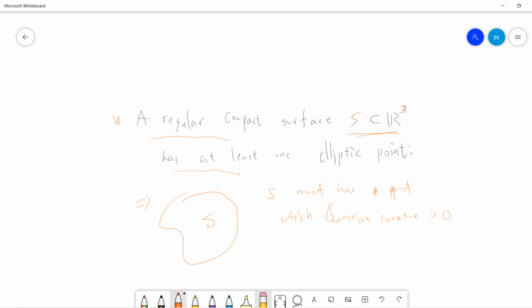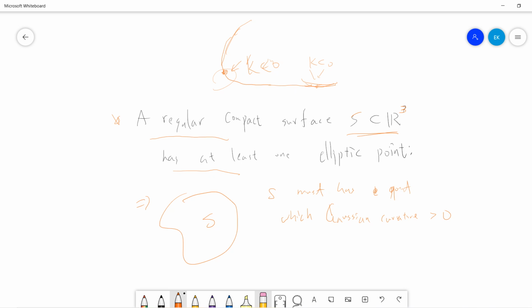I mean, suppose you try to have a space in which every point has negative Gaussian curvature. Then it seems this surface will extend to infinity, right? Because at each point of the surface, the Gaussian curvature is negative, so it's like the concave one. So the intuition tells you that if you have a surface which every point has negative Gaussian curvature, then it will extend to infinity.